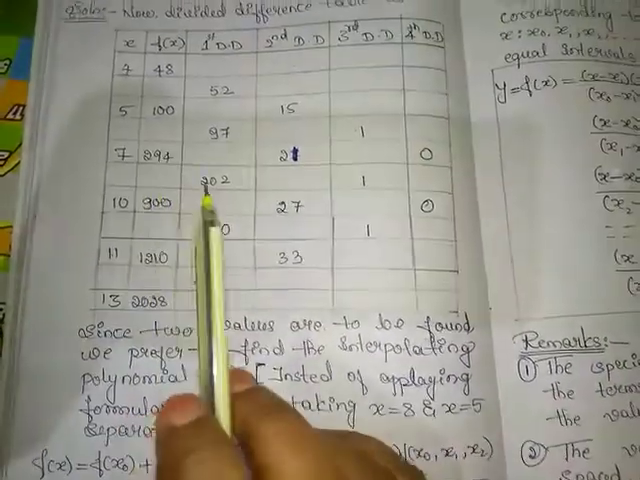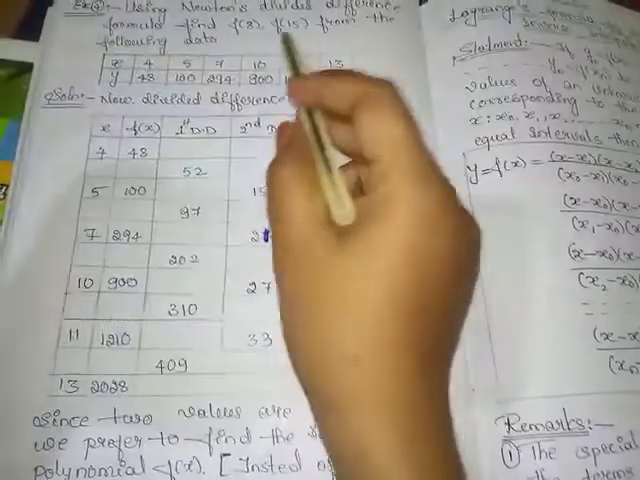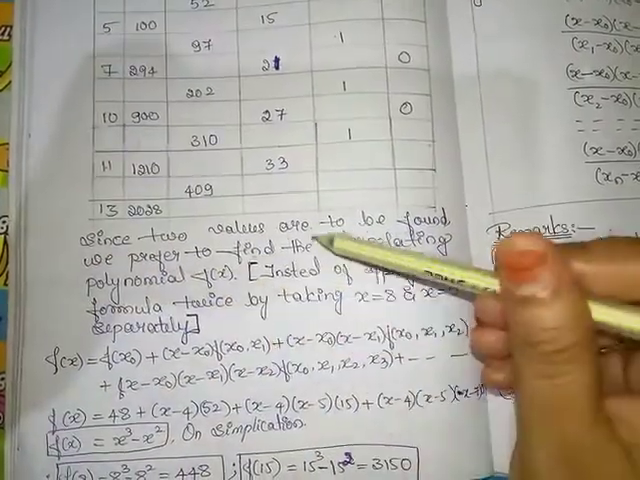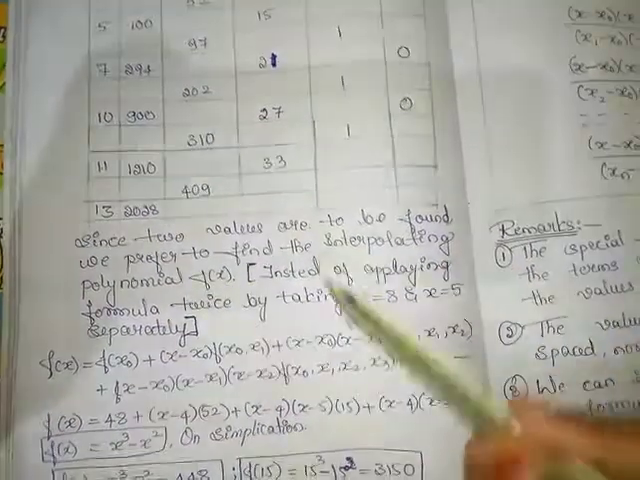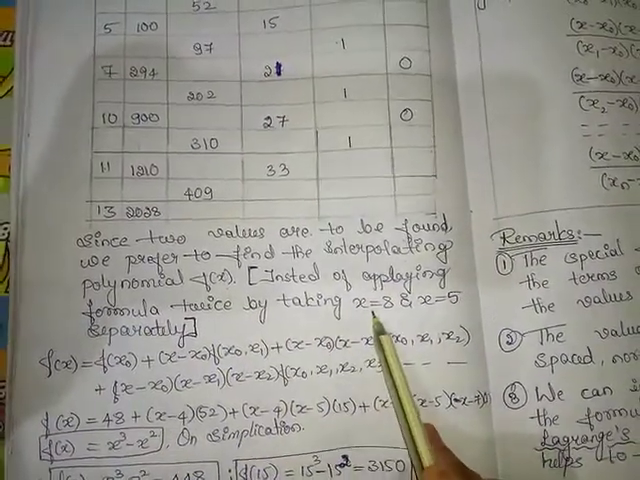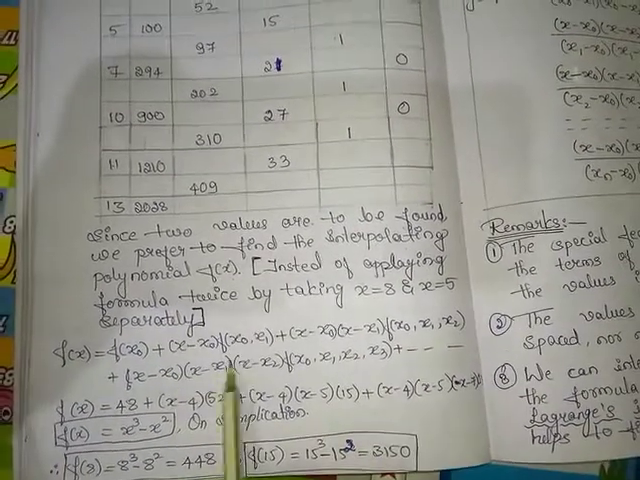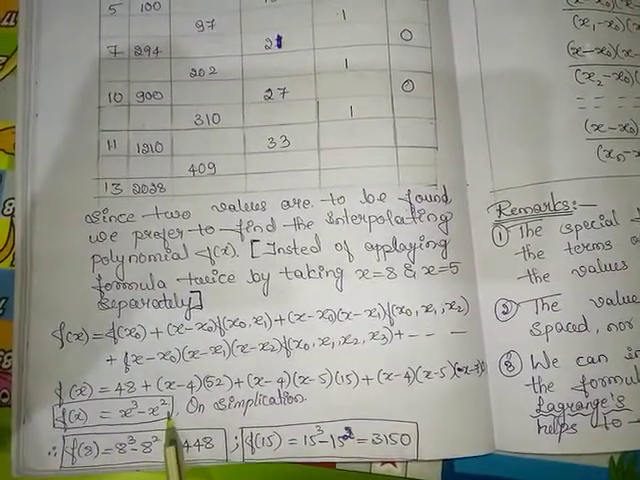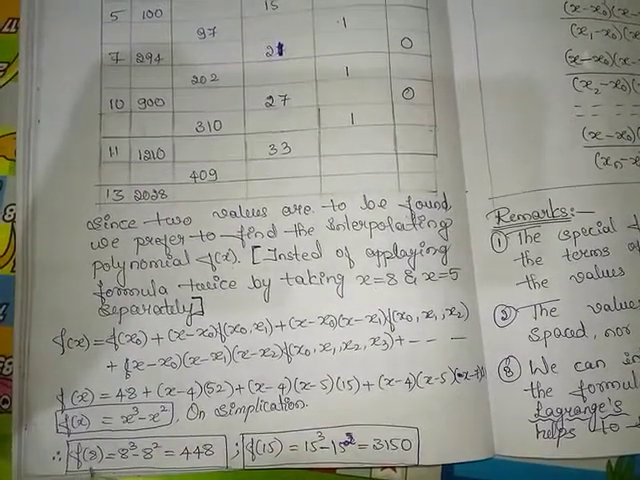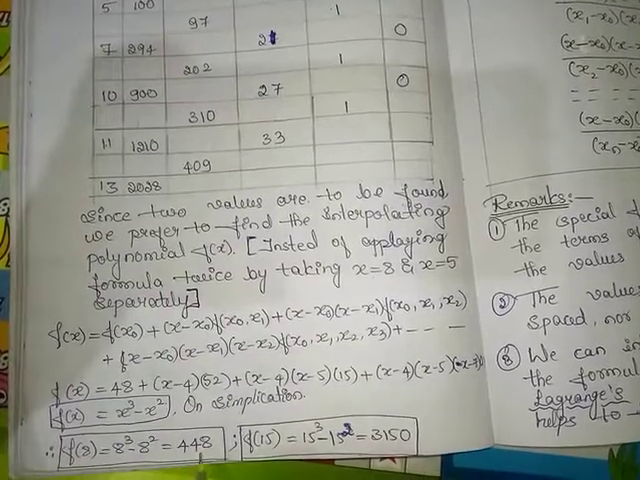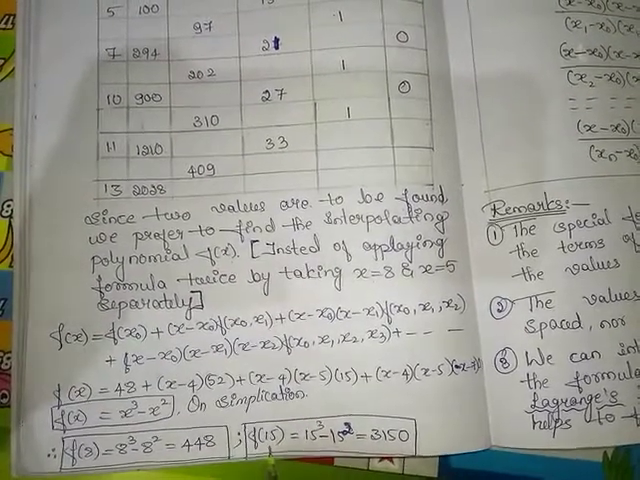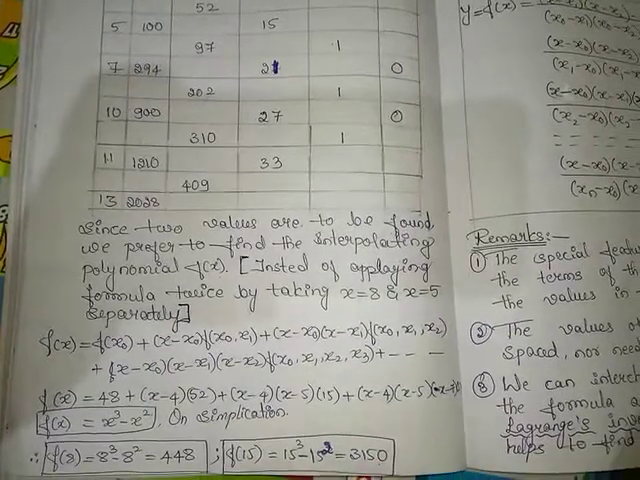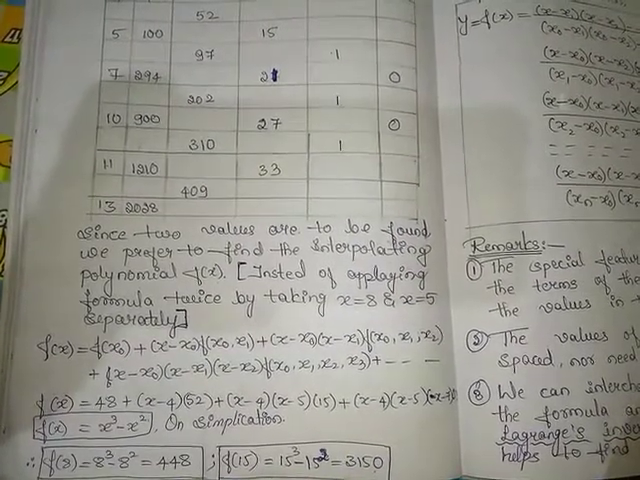Here also we have to find the value for two different functions, that is f of 8 and f of 15. Since two values are to be found, we prefer to find the interpolating polynomial f of x instead of applying the formula twice by taking x is equal to 8 and x is equal to 15 separately. See, I am taking the formula here and substituting. On simplification, we get f of x is equal to x cube minus x square. To find f of 8, just substitute 8 wherever x is there, you will get f of 8 as 448, and substitute 15 for f of 15, you will get 3150. This is how you have to calculate using Newton's divided difference formula.